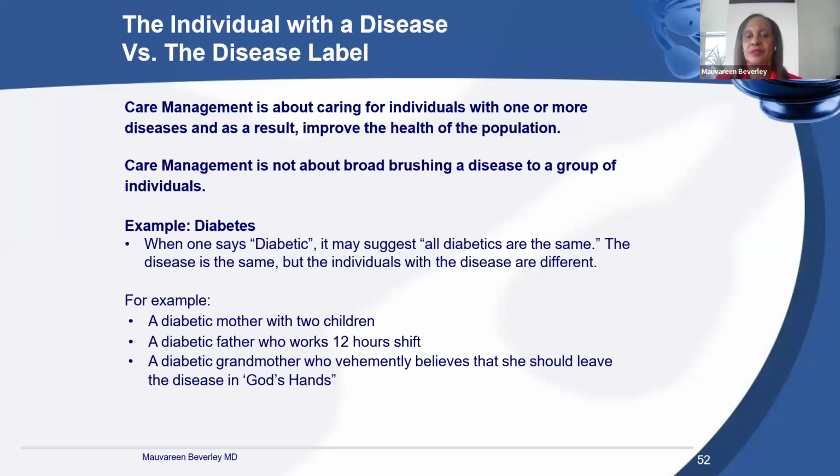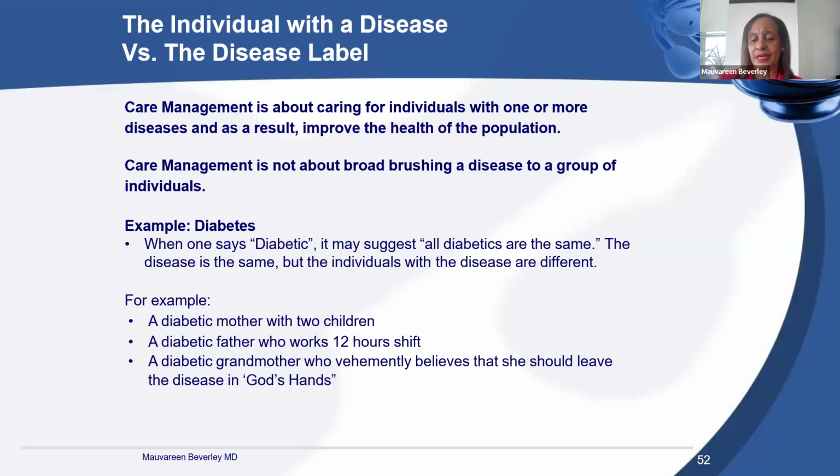So, the individual with a disease versus the disease label. Care management is about caring for individuals with one or more diseases and, as a result, improving the health of the population. Care management is not about broad-brushing a disease onto a group of individuals. For example, when one says diabetes, we also use the word diabetics. It may suggest that all diabetics are the same. The disease is the same, but the individuals with the disease are different.